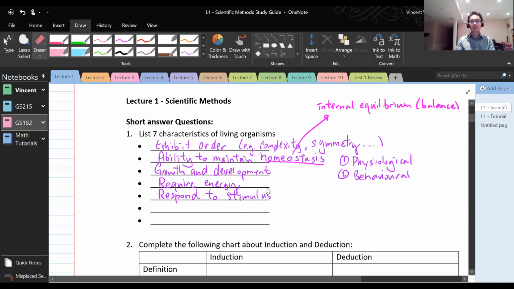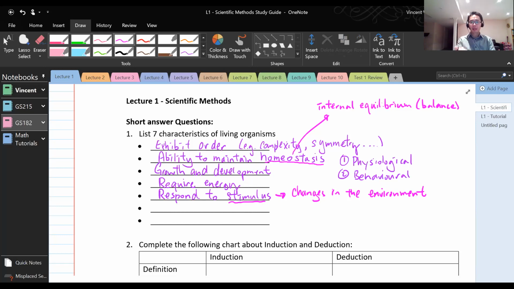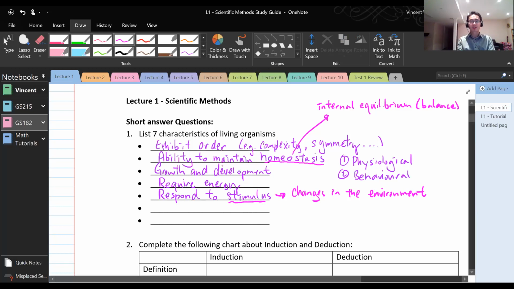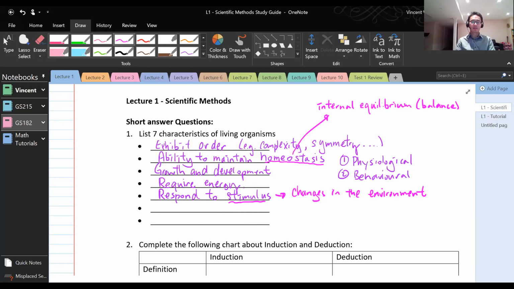Okay, so stimulus is basically changes in the environment. Changes in the environment. So if you take a stick and poke at a bug or something, the bug would move away. Sometimes they curl up into a ball, those little pill bugs, right? That's an example of response to stimulus. They're able to have a particular response when certain changes take place in the environment.